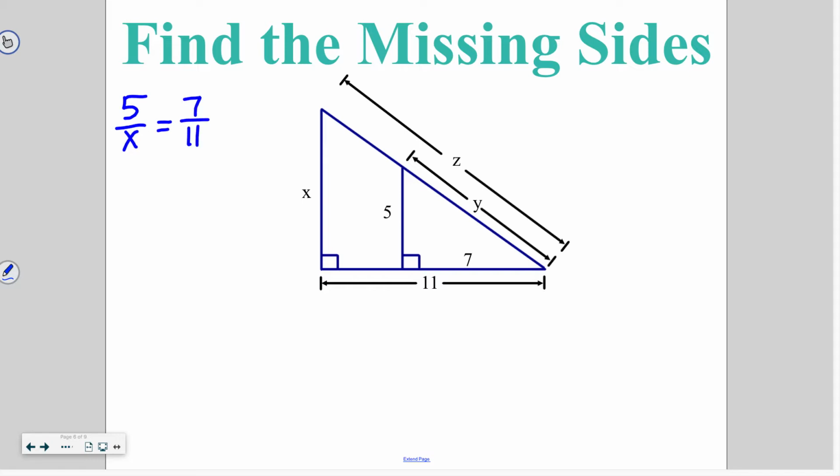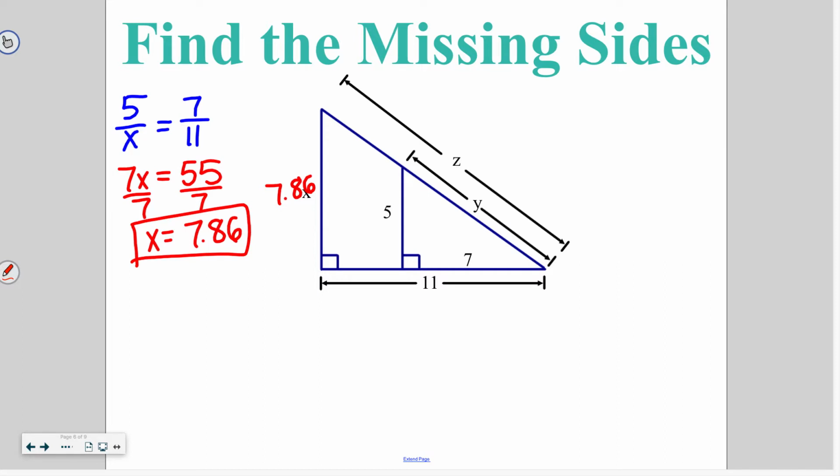Remember, in order to solve proportions, we can cross multiply. So I've got 7 times x is equal to 11 times 5, which is 55. Solving that problem by dividing by 7, I get an answer of x is equal to 7.86. So this height value is 7.86. That's for x. We are still missing y and z.